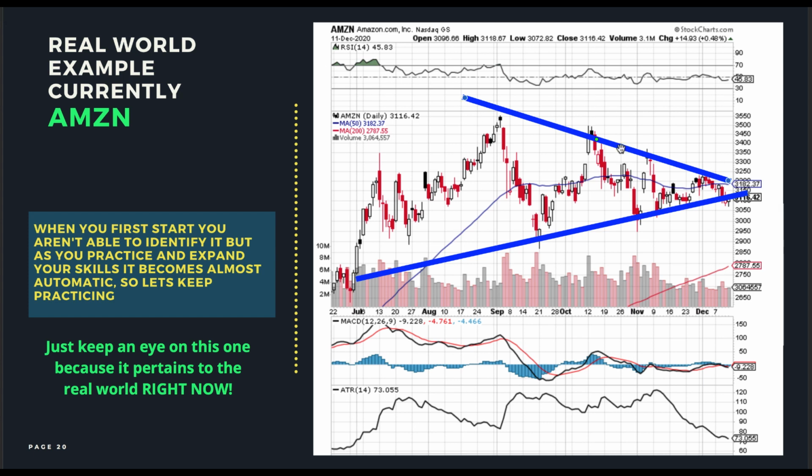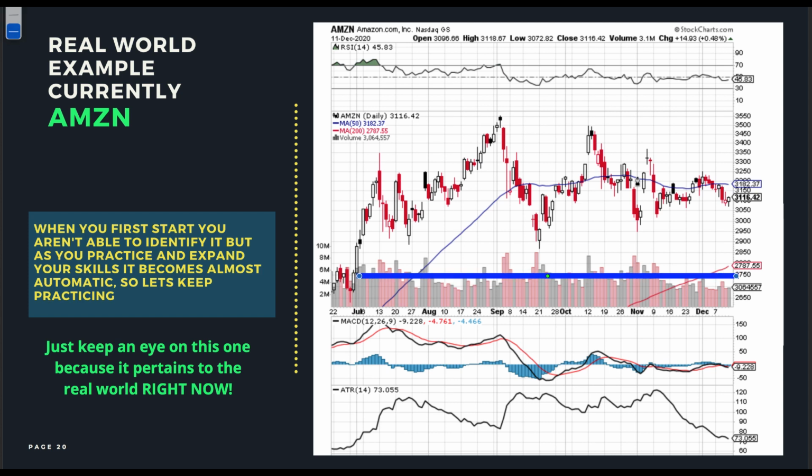Look, when you first start off, it's not very obvious. If you just look at this chart, the average trader is never going to see that. They're just going to see a bunch of candles. They really don't know what's going on. Maybe they think it's in an uptrend. Maybe they think it's in a downtrend. I don't know what you think. I do know that we have a chart course where we go over everything in detail, but in today's video, we're going over this specific pattern.